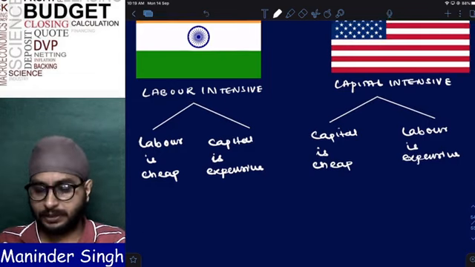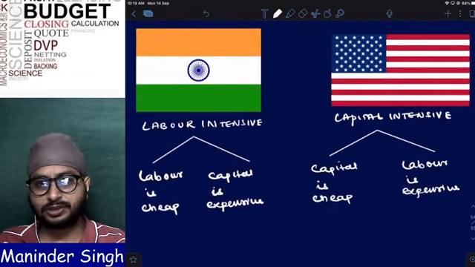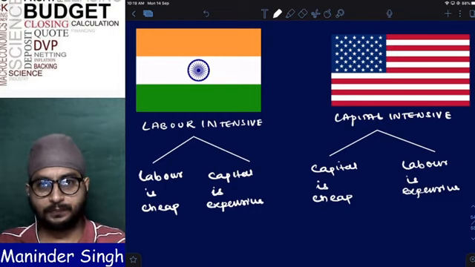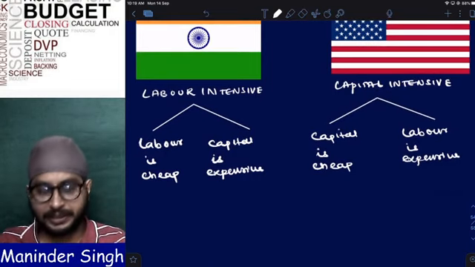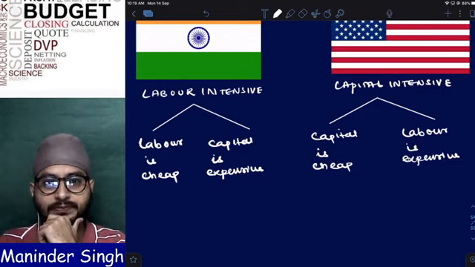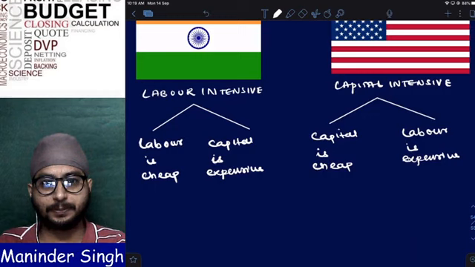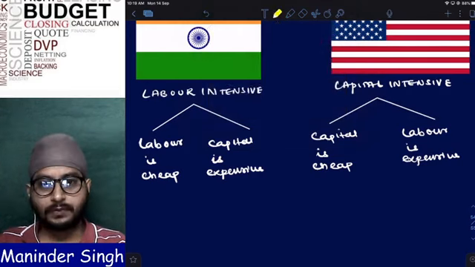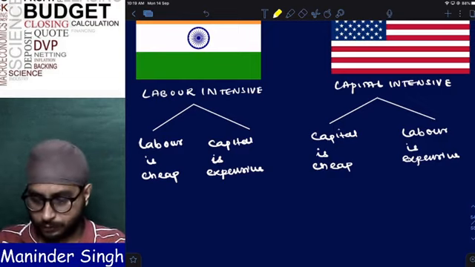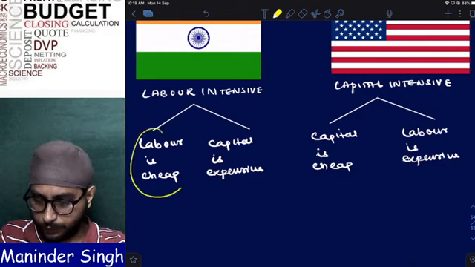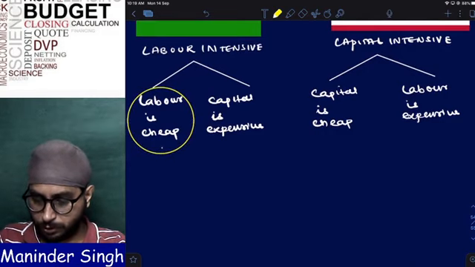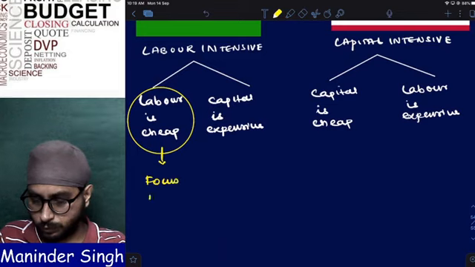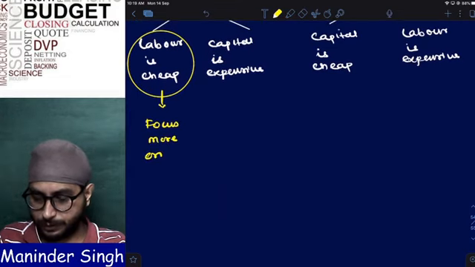Now tell me, what should India produce? Should India focus more on labor intensive products or capital intensive products? Where should it focus more? Capital intensive or labor intensive? Obviously labor intensive, right? So what will happen here? Labor is cheap, right? So focus more on labor intensive products.